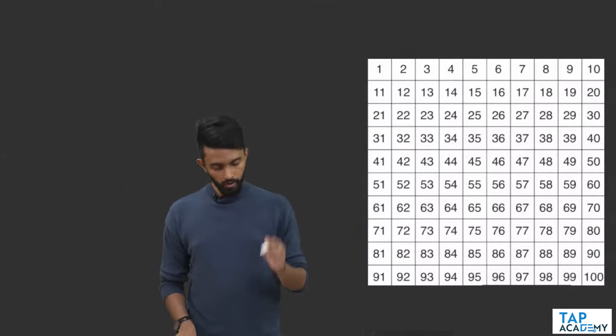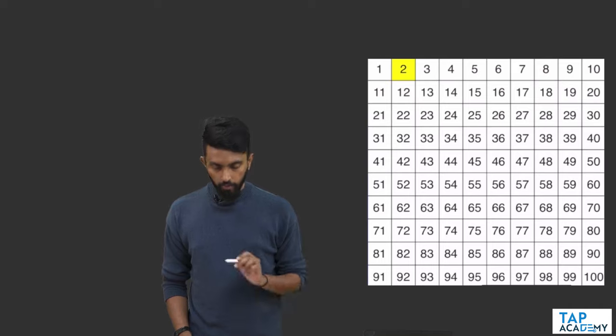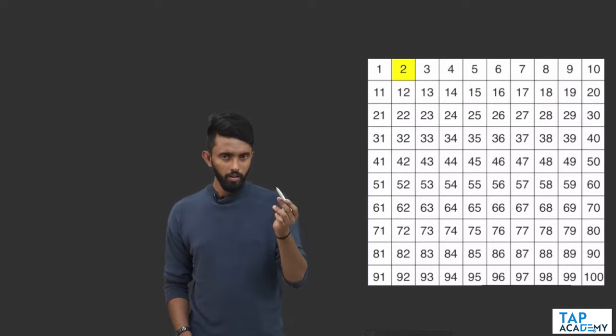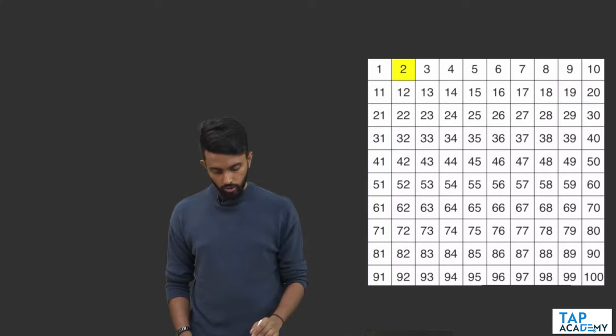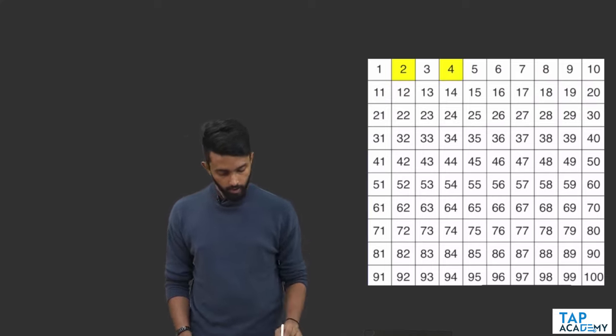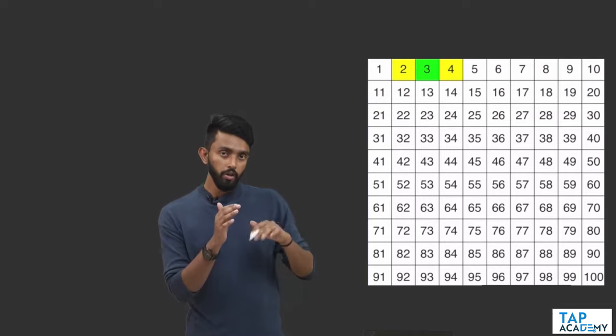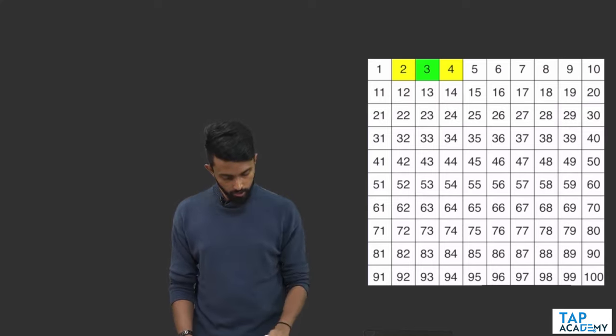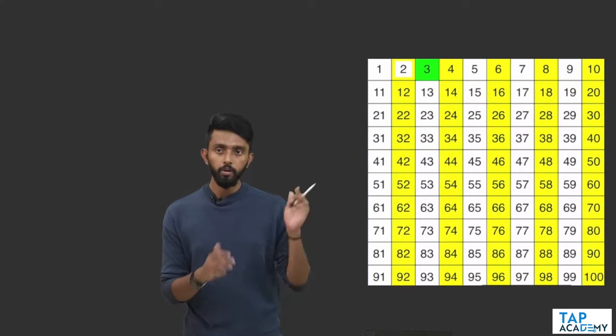See, what you did here is, for two, you did not directly go to the first multiple. You squared it, right? And in two's case, the first multiple and the square happen to be the same. For three, instead of marking the first multiple, it'll already be marked by two. I'm just showing that to you, right? It'll already be marked by two.